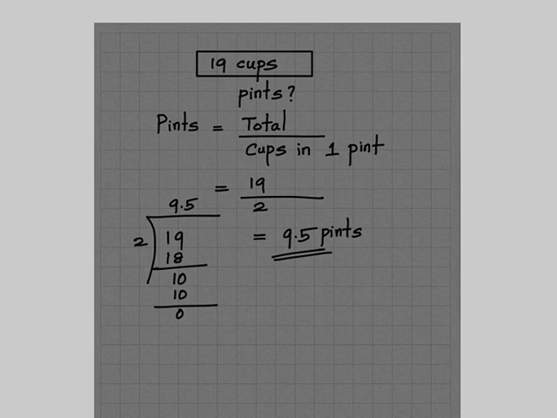The next problem, 19 cups is given, which is the total. And we have to convert the cups to pints. So let us write the formula. Pints equals total divided by cups in 1 pint. The number of cups in 1 pint is 2. We know the total from the tape diagram, which is 19. The number of cups in one pint is 2. When 19 is divided by 2, the quotient is 9.5. This is how cups are converted to pints.